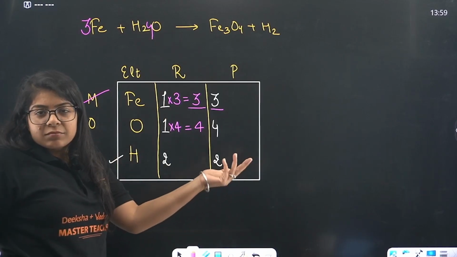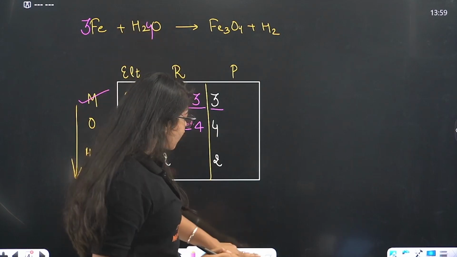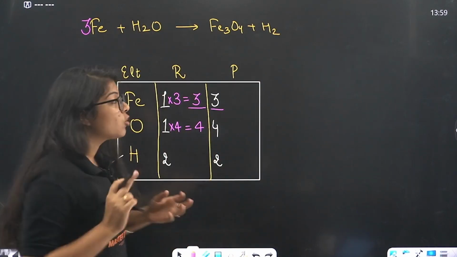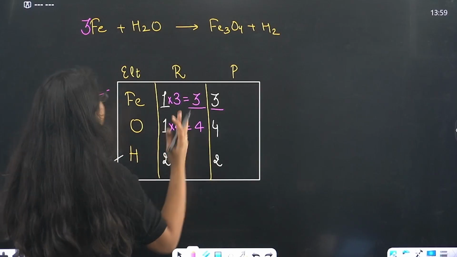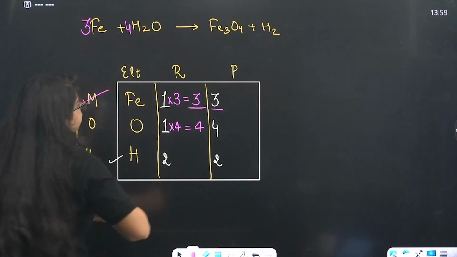Balancing done? It's not done. We can't do that. Hydrogen is a proper molecule. In water, hydrogen and oxygen are not separated. They are together. So, if you want 4 oxygen, you have to get 4 molecules of water. Okay. So, this will happen.